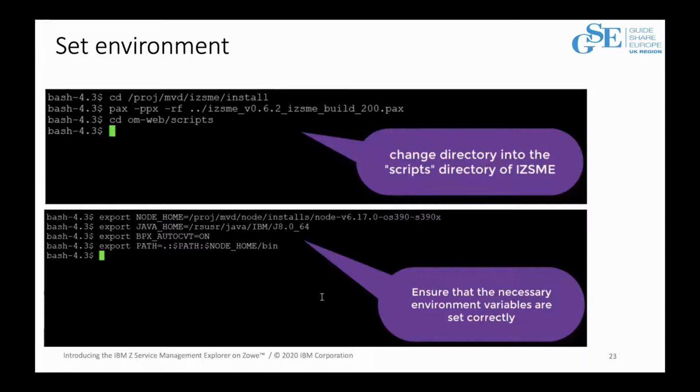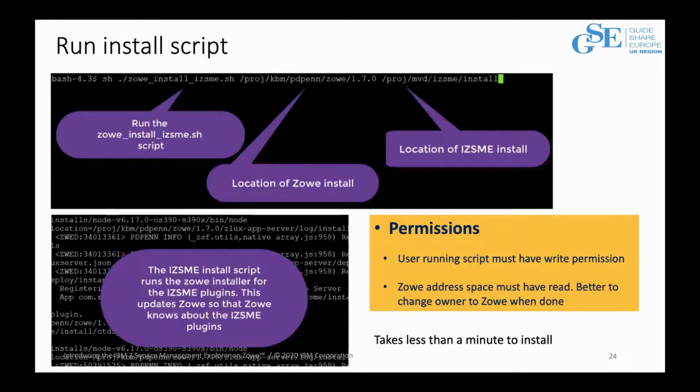You need to export some variables, as mentioned, as seen here at the bottom of the screen. These are needed for the script. So when you set these variables, you run the script, the Zowe install IZSME script. You need to pass the Zowe install directory, so where Zowe is installed, and you also need to pass the location of the IZSME install.